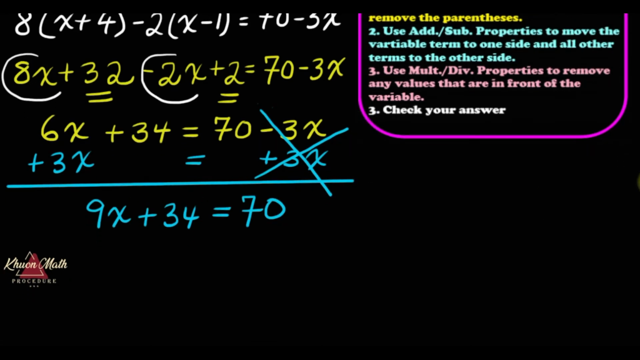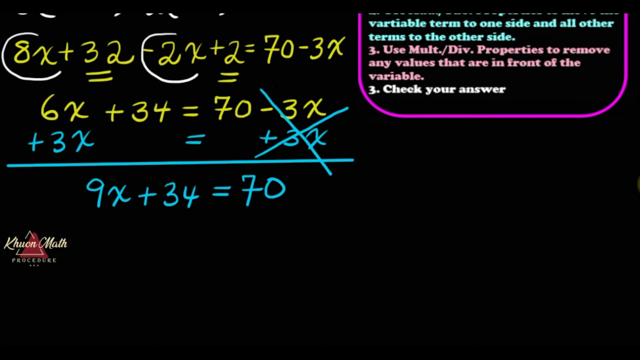Okay, so that's step 2. Well, we're still on step 2 because we got to move the constant to the other side. So we have to subtract 34 to get rid of positive 34. And then subtract 34 from the 70.